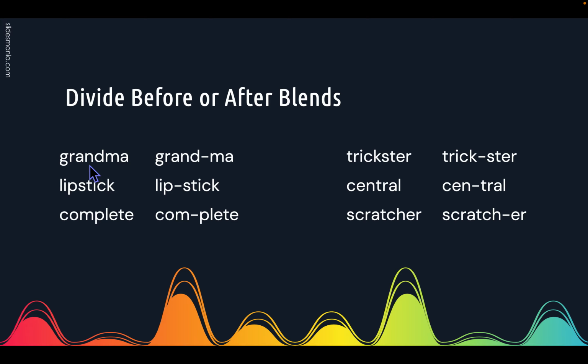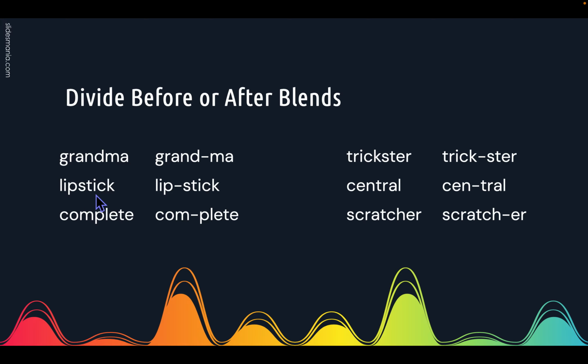So right here, we see NDM. We have 3 consonants in a row, but N and D are a blend. They want to stay together, so we are going to keep them here and then split the word here to have the word grandma, remembering that vowels in the middle of a syllable usually use the short sound.